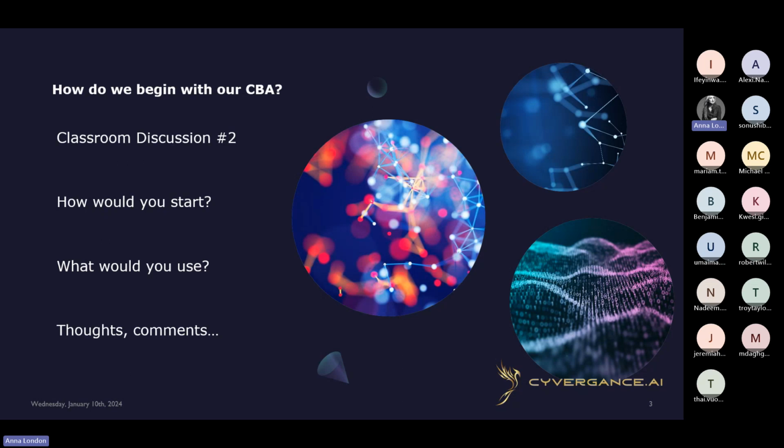So with that said, how do we begin with our CBA? Where would you start? Anyone, do you have any ideas of where we would start when we're doing our cost benefit analyses? What would we do? How would we even start? Any ideas?